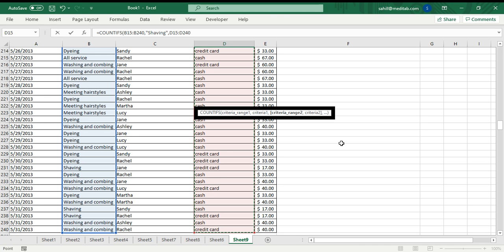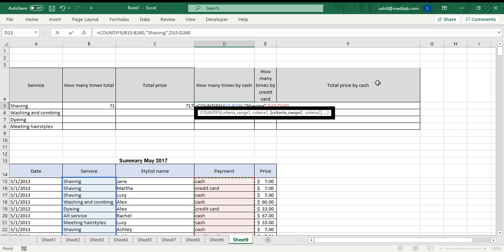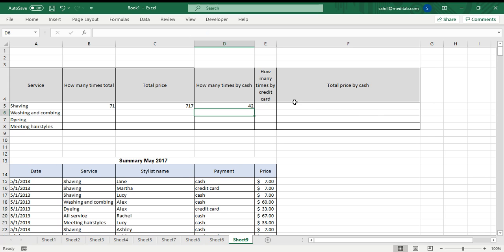I'm selecting this column, and what is the criteria? CASH is the criteria, and that's enough. So it will directly count it. No need for any other thing. These two are enough for counting. I'm closing it. See, 42 times the customers have paid for shaving through cash.